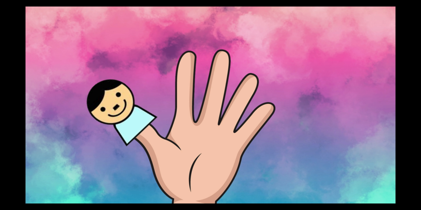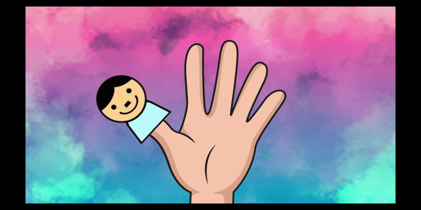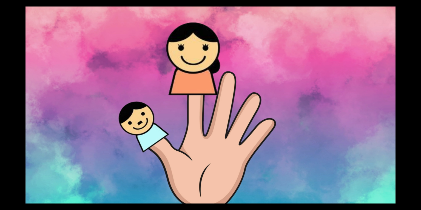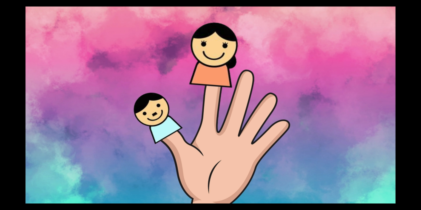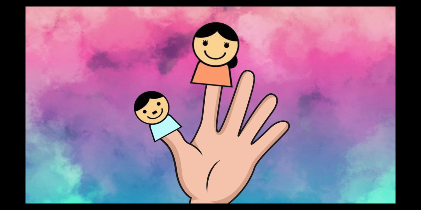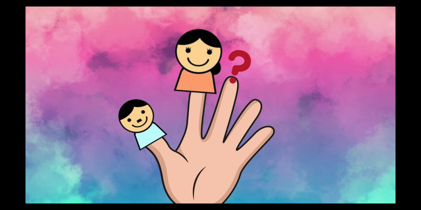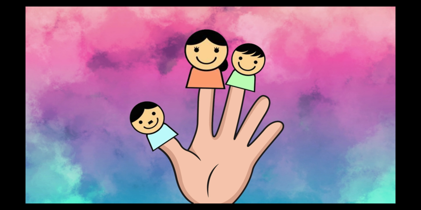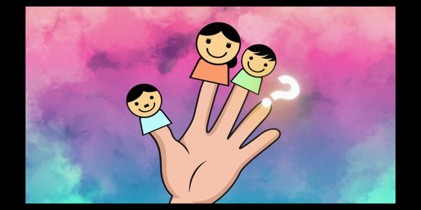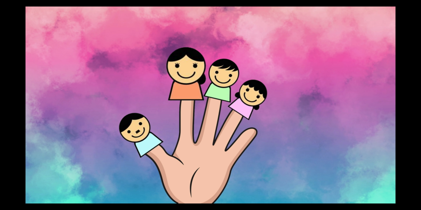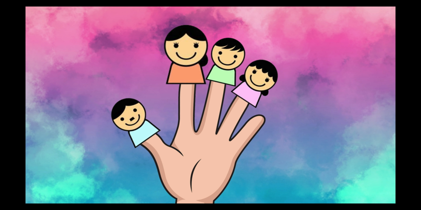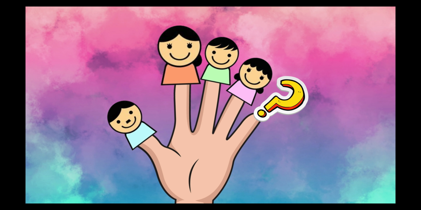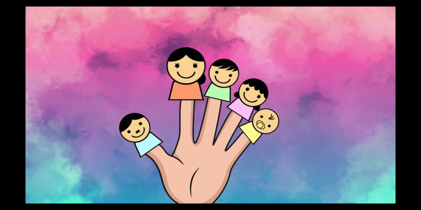Here I am, here I am, how do you do? Mommy finger, where are you? Here I am, how do you do? Brother finger, where are you? Here I am, how do you do? Sister finger, where are you? Here I am, how do you do? Baby finger, where are you? Here I am, how do you do?